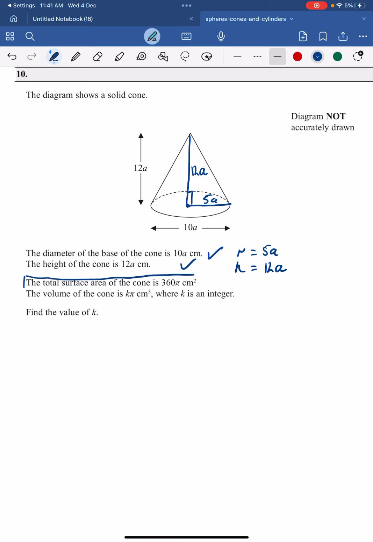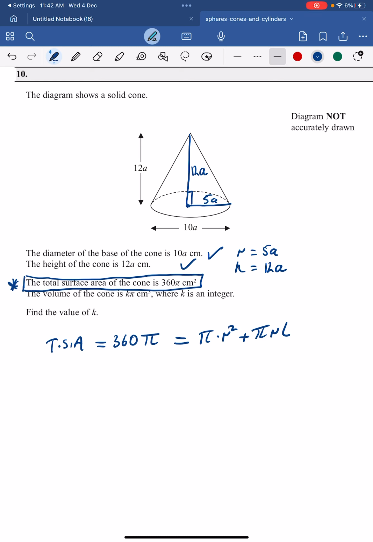The total surface area is 360 pi. Well, let's just start here. Obviously, that's not the whole question, but let's write this down. The total surface area is 360 pi. But we get the total surface area by doing the area of the base, pi r squared, right? Plus the curved surface area, which is pi rl. So that's total surface area.